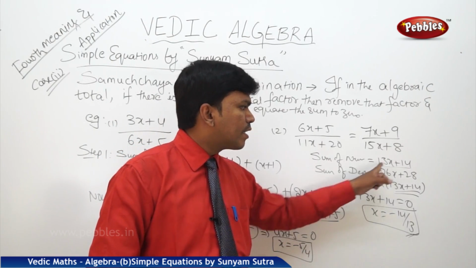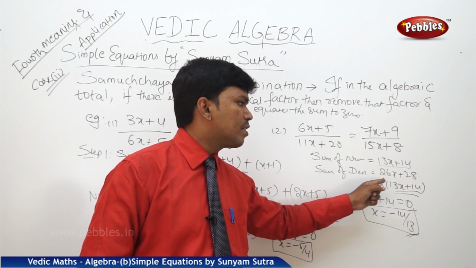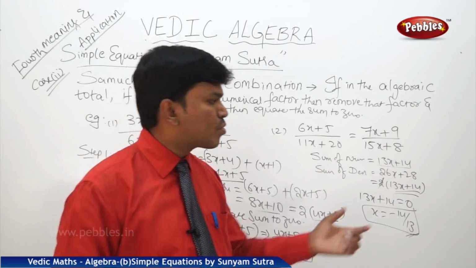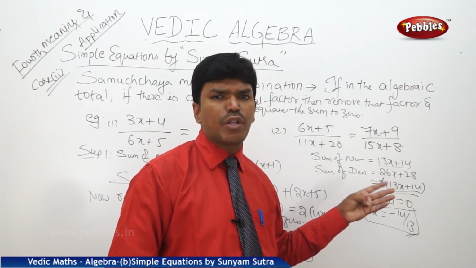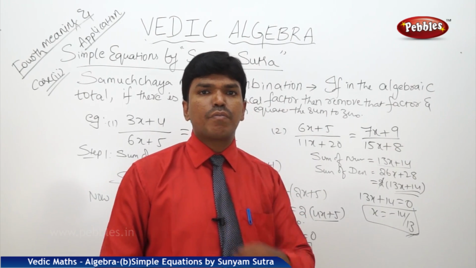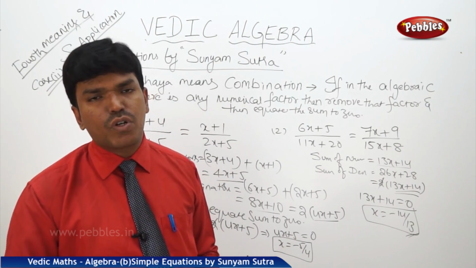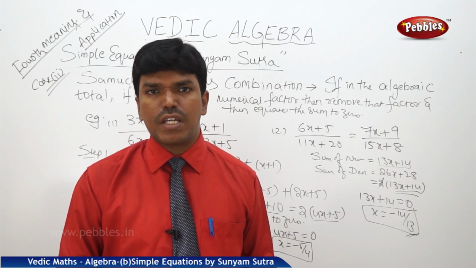For example, here 13x plus 14, 26x plus 28. In the second sum, that is the sum of denominators, there is a numerical factor of 2 involved in both the terms. So I took the 2 out. Just leave that one, remove that one. And what is the remaining here? 13x plus 14. Now it is the same. So simply equate that to 0. 13x plus 14 equal to 0. Simply x equal to minus 14 by 13 is our final solution. So like that we can do it easily.